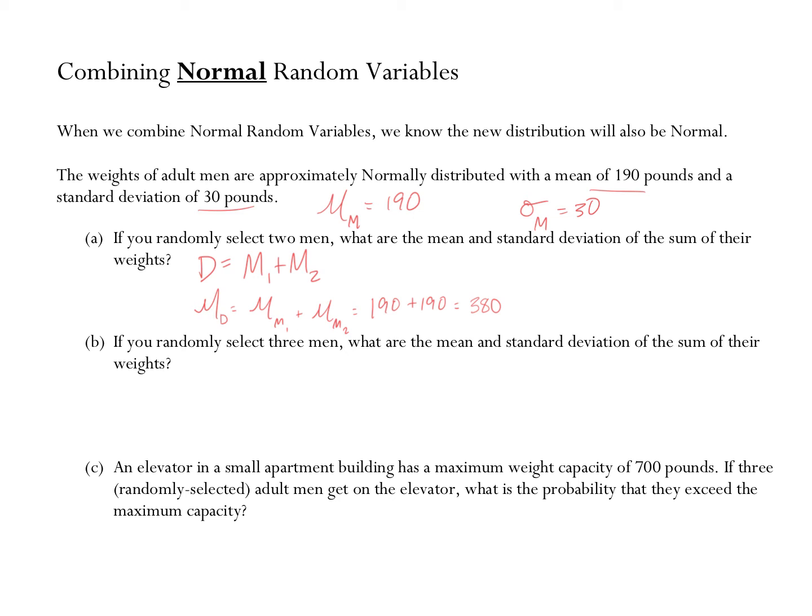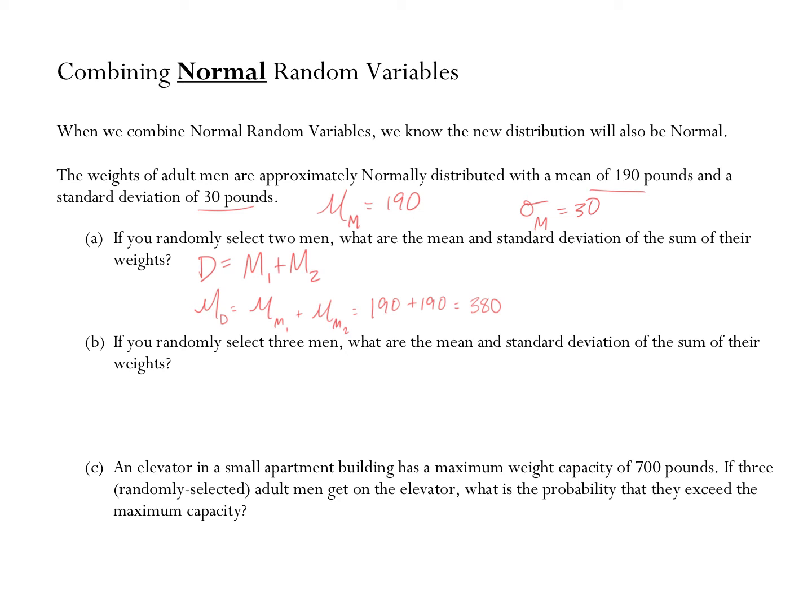If I say the mean for 1 guy is 190, what's the mean for 2 guys going to be? 380. Can I just double the standard deviation the way I just doubled the mean? No, because I'm not multiplying by 2. I'm adding 2 variables together instead of 2 of the same thing. We don't know that both guys are going to weigh the same. We know the average of the 2 guys will weigh the same. Do you see what I'm saying there?